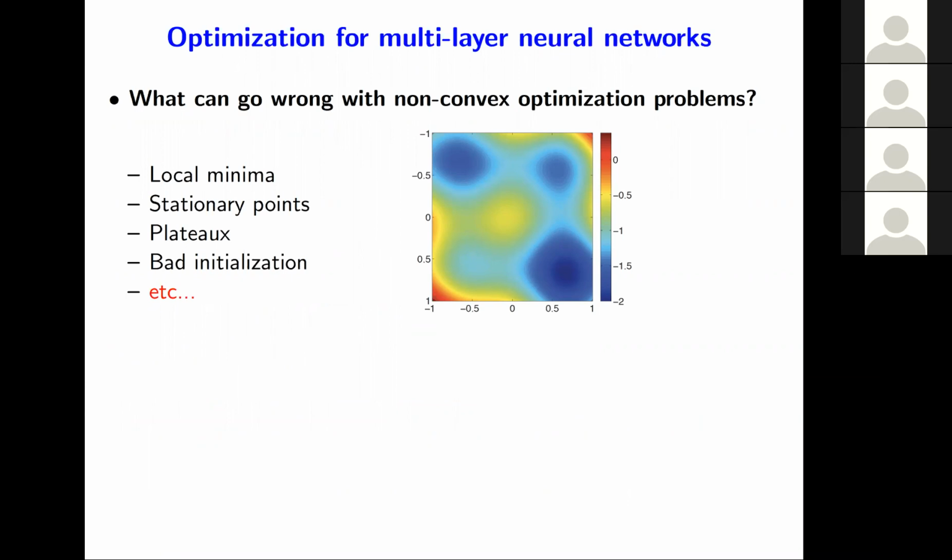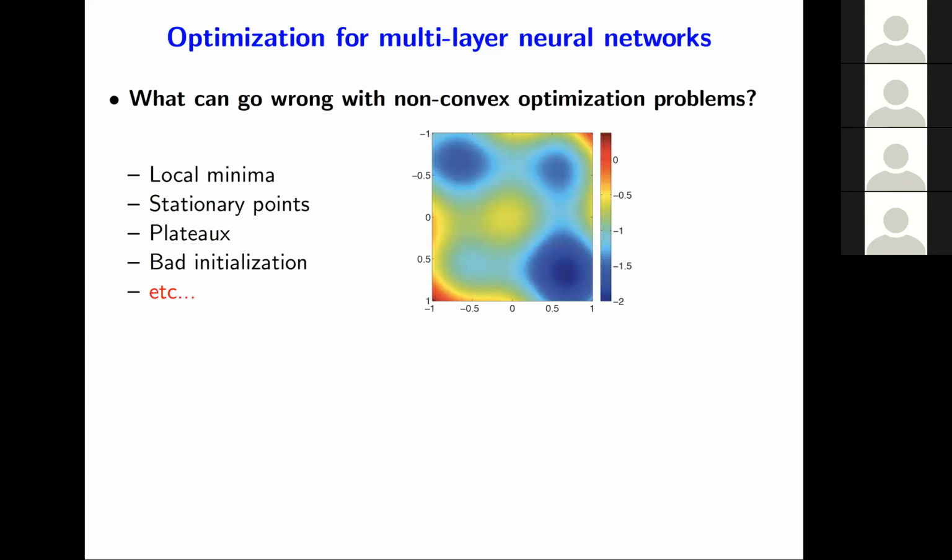So first thing, optimization. What can go wrong when you optimize a non-convex problem? Pretty much everything. Here is a very simple example in 2D of a function, and I plot the level sets. I have a global minimum, a few local minima which are not global, a global maximum, and some saddle points there, and there. So everything can happen, and things will depend on where you initialize.